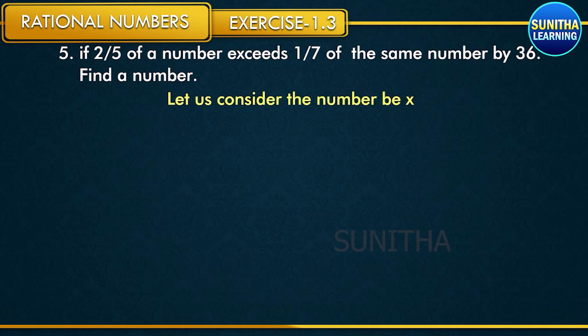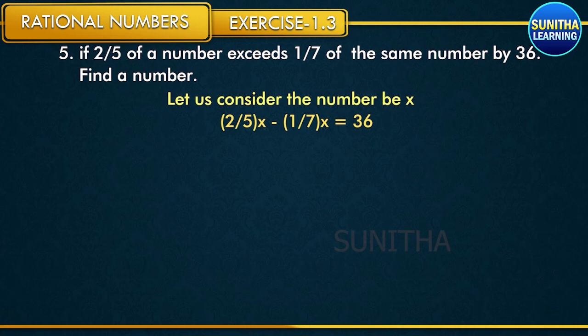So according to that condition, according to the observation, what I can write is given in a simple sentence. So convert it into a mathematical sentence after understanding it. So what you will get is 2 by 5 of x exceeds, meaning minus, how much it is exceeding, 36. So 2 by 5 of x minus 1 by 7 x is equal to 36. That is the mathematical equation.